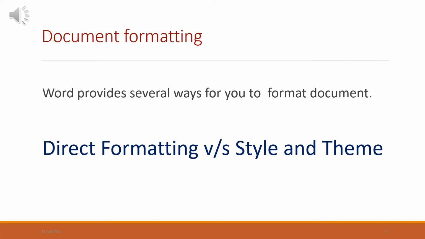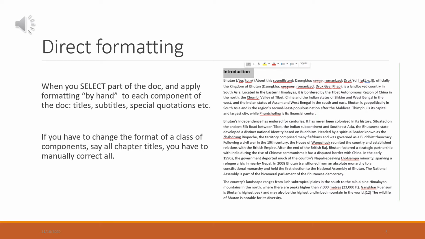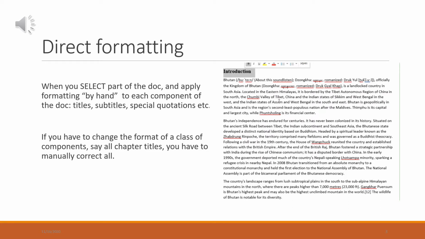The single most important thing, I believe, in creating a professional document with Word is understanding the difference between direct formatting versus the use of styles and themes. Next slide. This is direct formatting. You select and then you make it bold or make it bigger or change the font. This is how you change by hand, one by one, the lines of the document.